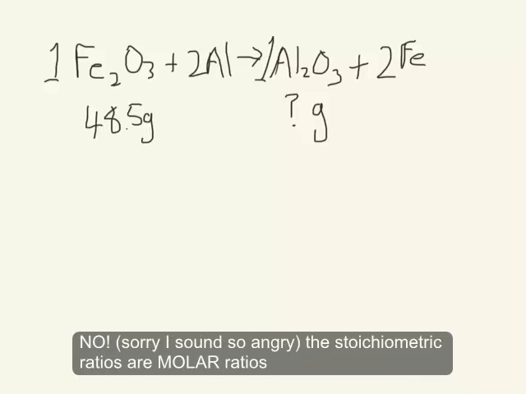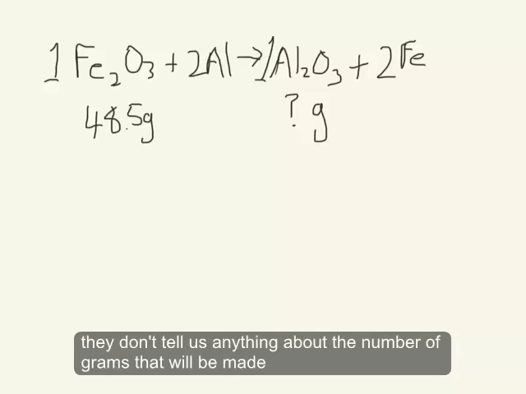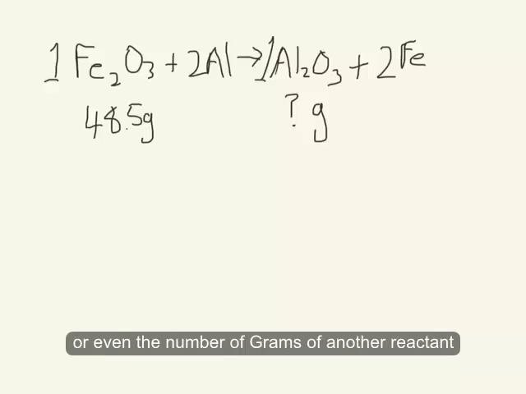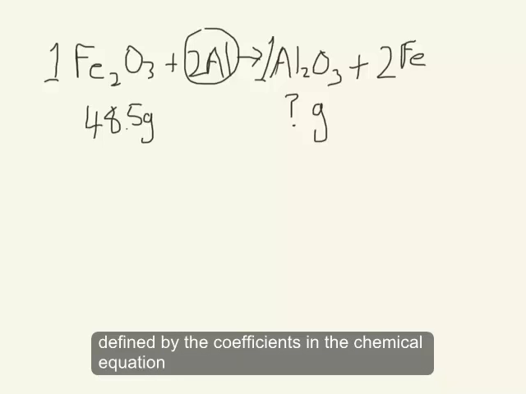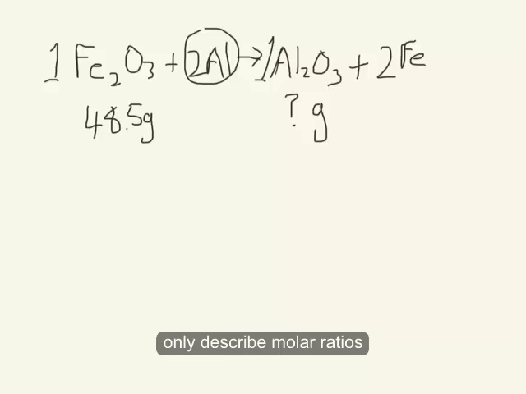The stoichiometric ratios are molar ratios. They don't tell us anything about the number of grams that are going to get made, or even the number of grams of another reactant that are needed. The stoichiometric ratios, defined by the coefficients in the chemical equation, only describe molar ratios.